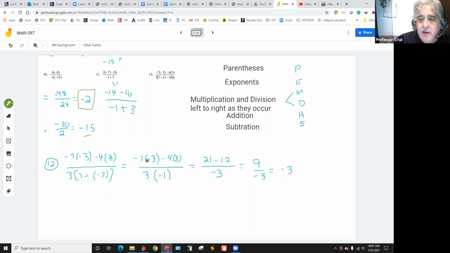So -7 times -3 is +21. One negative sign means it's -12 there for the 4 times 3. And at the bottom, 3 times -1, 21 minus 12 is 9. 9 divided by -3. Oops. Yep, -3. I'm sorry. Yep, we got it. Something popped in my head, making me think that I've written something down wrong. Any questions about that?